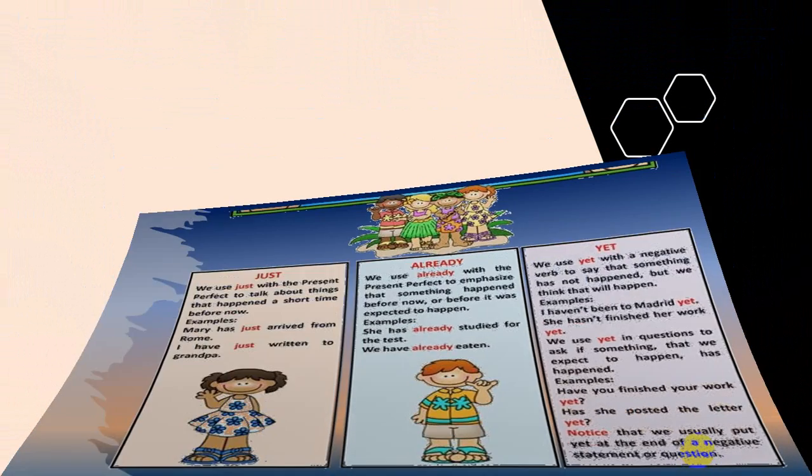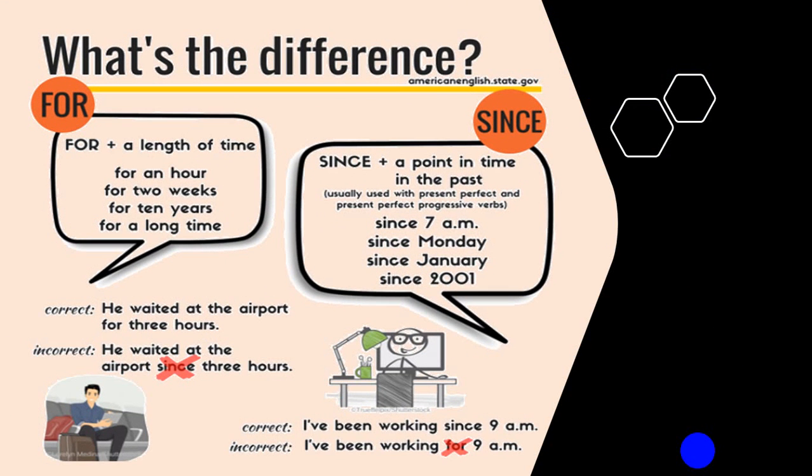Also, we have two words: since, for. When we see since or for, we should put the sentence in the present perfect tense. But there is a difference. For is used for a length of time. Length of time.